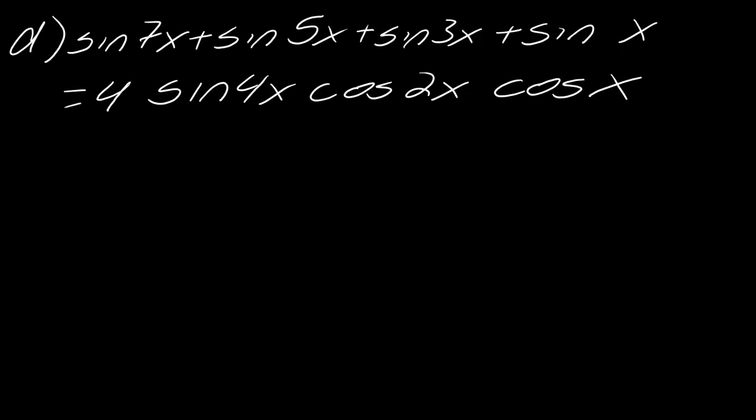All right, so I got this crazy looking problem. Sine of 7x plus sine of 5x plus sine of 3x plus sine of x equals 4 sine 4x cosine 2x cosine x. So kind of a crazy identity.